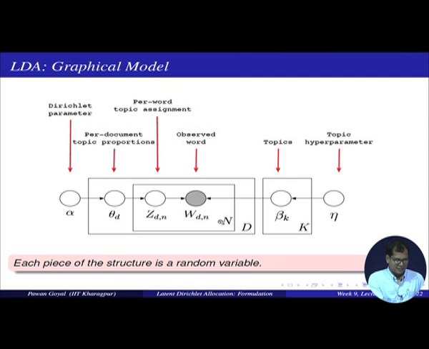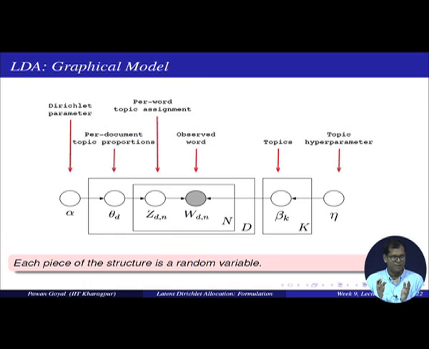Now let us go inside. Here we are going to one particular document, and this can have capital N words. You have the per-word topic assignment ZDN. Each word will have only one topic, and this is the actual word that you are observing. And these are all hidden. I do not know what my beta is, I do not know my theta, I do not know my ZDN. This is only to explain what the different nodes are.